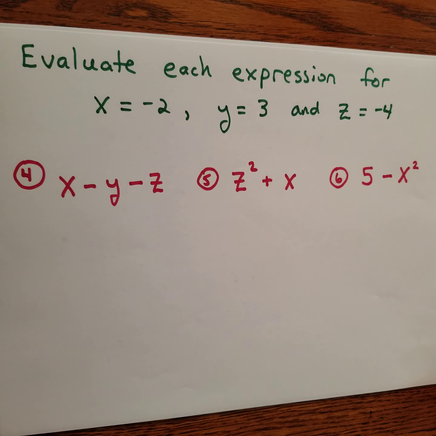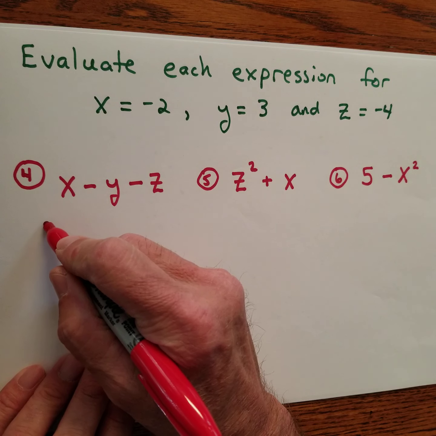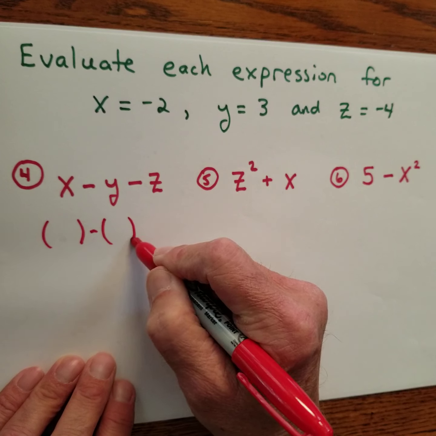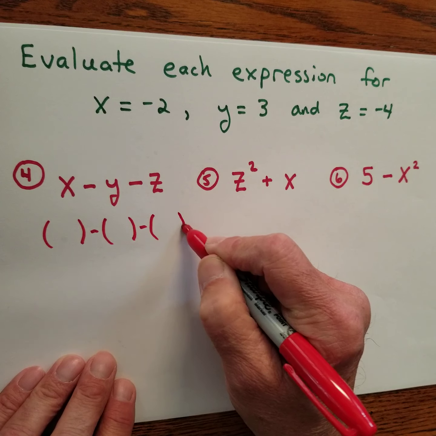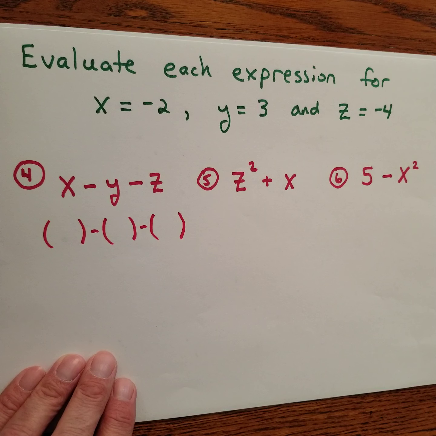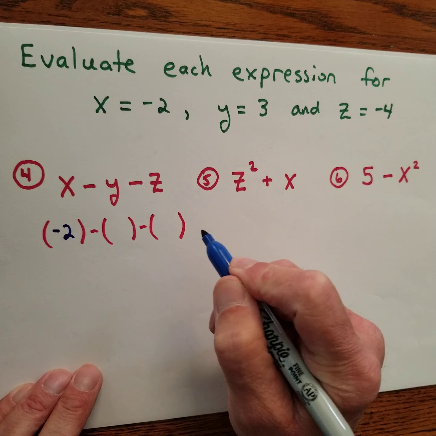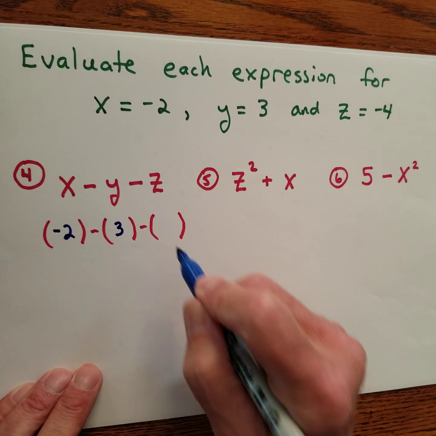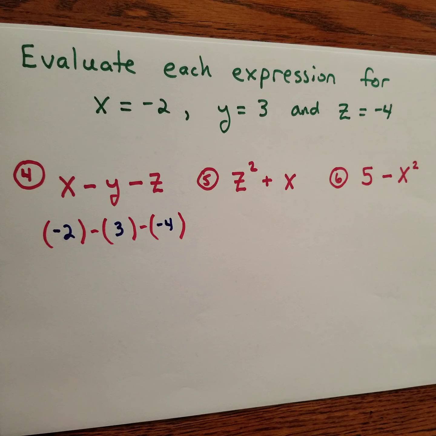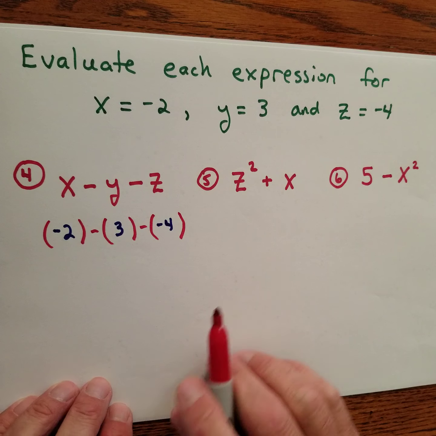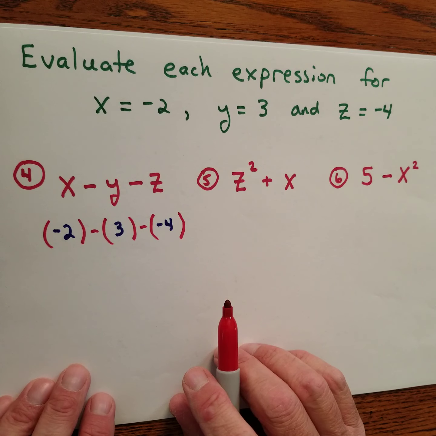I think when we are evaluating expressions, I see the most number of correct answers when you start by replacing all of the variables with a set of parentheses. Then fill in for those parentheses. In these problems, x is -2, y is 3, z is -4. I think these parentheses help to keep these negative signs and these minus signs kind of straight in my head.